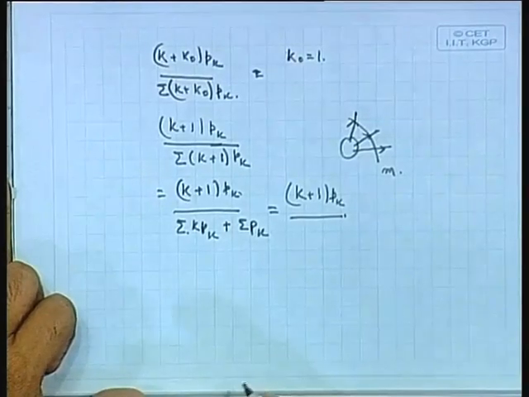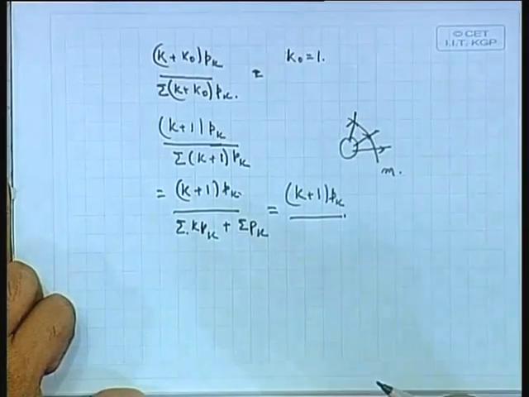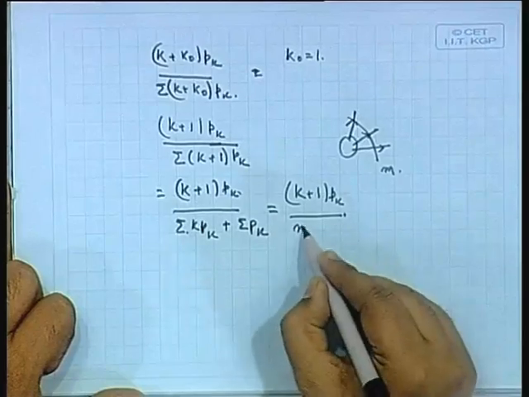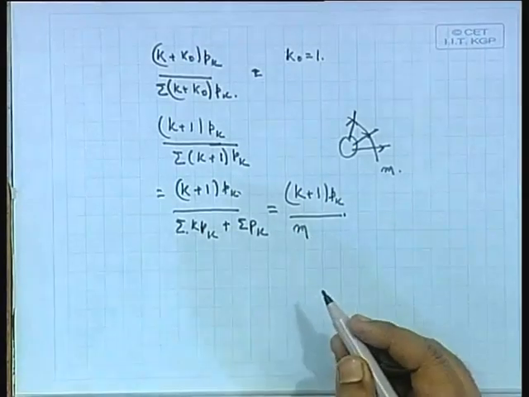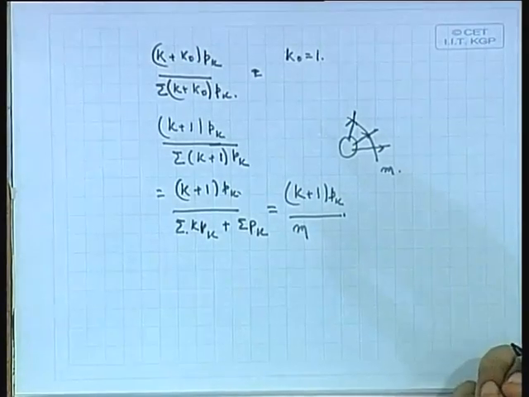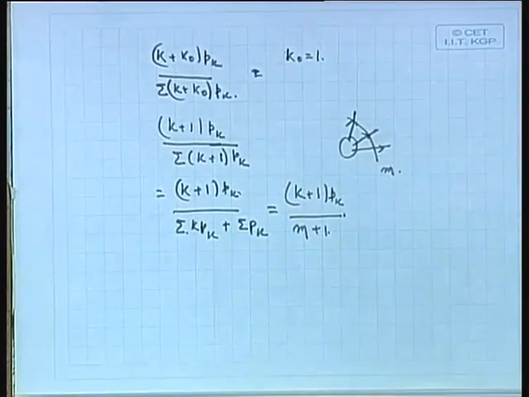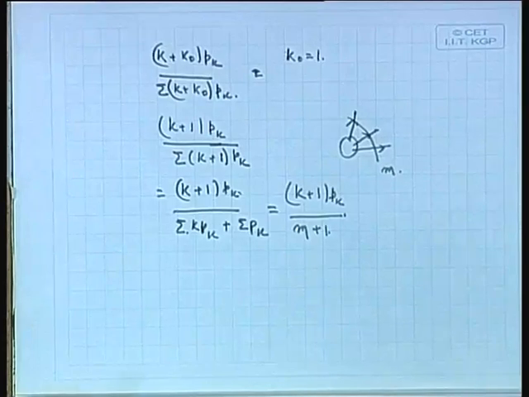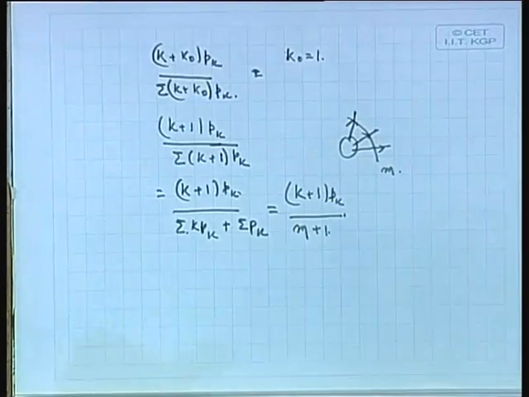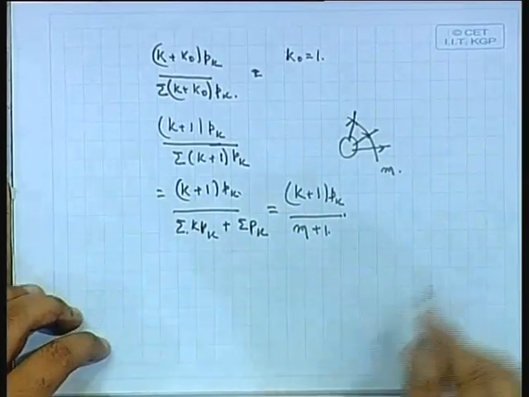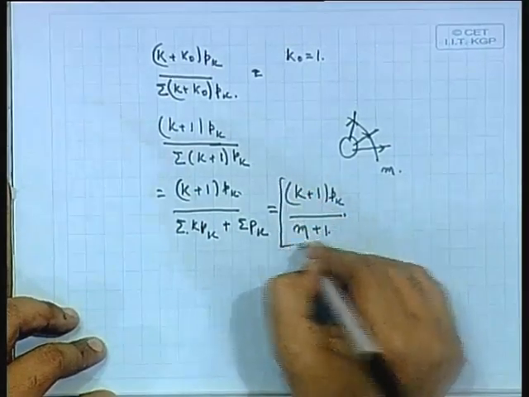The average degree is m, because each time you are coming with m in degree. So, average degree will be m. Okay, m plus 1. Summation of k Pk is m plus 1. Okay. Very good. So, now this is clear.